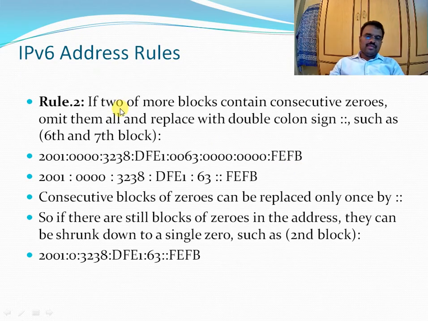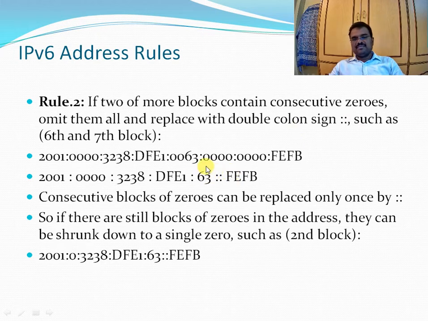Rule 2, if two or more blocks contain consecutive zeros, omit them all and replace them with a double colon sign, such as the 6th and 7th blocks. So in this, the 6th and 7th blocks are all zeros, and also they are consecutive. Two blocks are consecutive, and also they are containing zeros. That's why we can omit these zeros, two blocks. Instead of these two blocks, we may have two colons continuously.